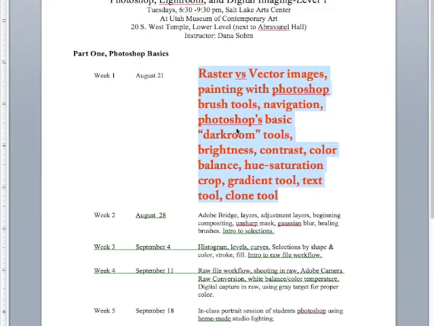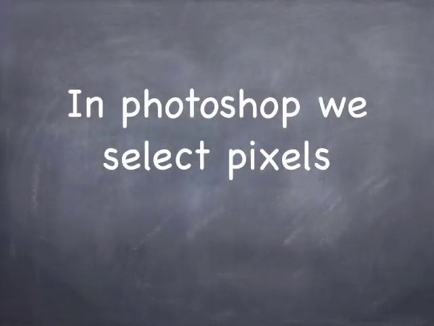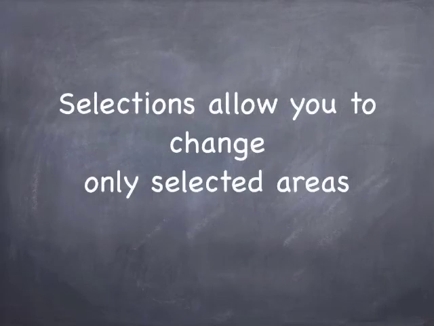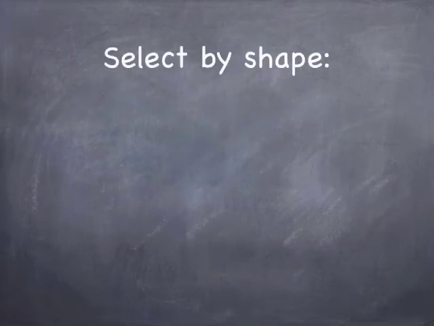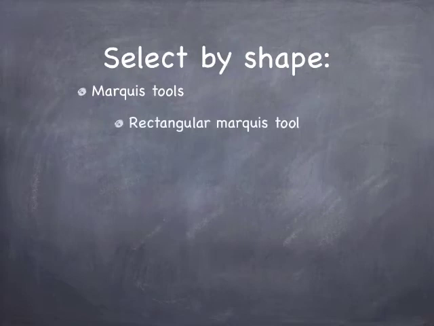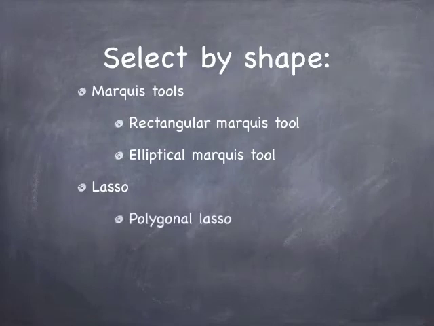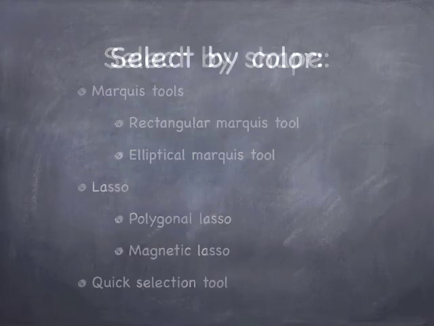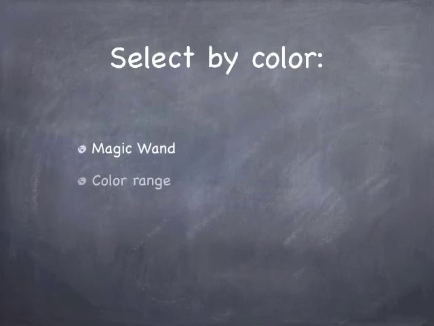Photoshop does something similar, except instead of words we're selecting pixels. The purpose of a Photoshop selection is to allow us to change only the selected areas without changing the rest of the document. Selections can be by shape using the marquee tool, the rectangular marquee tool or the elliptical marquee tool, the lasso, polygonal lasso or magnetic lasso, and the quick selection tool. Selections can also be made by color using the magic wand or color range.